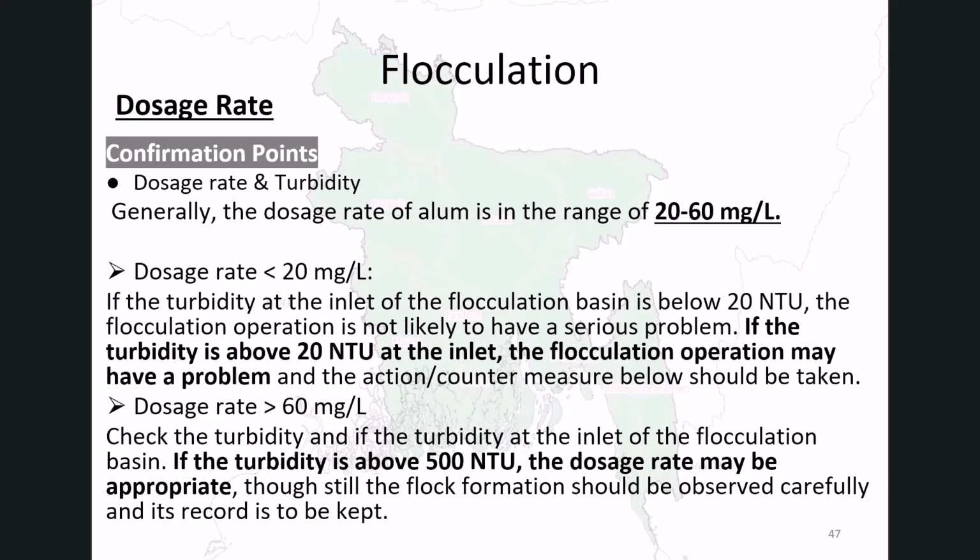When dosage is above 60 mg per liter, check the turbidity at the inlet of the flocculation basin. If the turbidity is above 500 NTU, the dosage rate may be appropriate, though still the floc formation should be observed carefully and its record is to be kept.